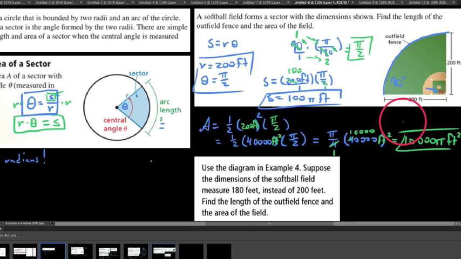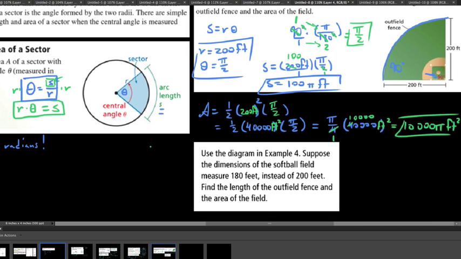My follow-up question here is, suppose the dimensions of the softball field measure 180 feet instead of 200 feet. That is to say, we moved the fence in here. Find the length of the outfield fence and then the area of the field. I want to verify that this would be shorter: 180 would be 20 feet shorter than the original distance, so it's like a 10% reduction in total distance. I'm trying to represent this here.